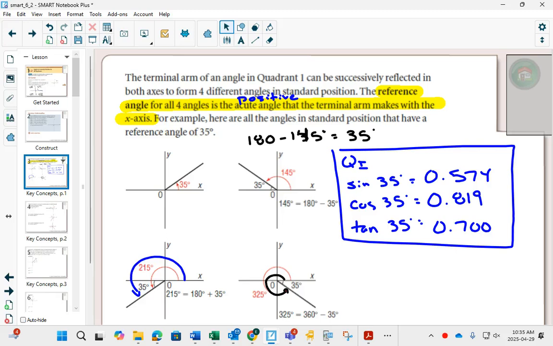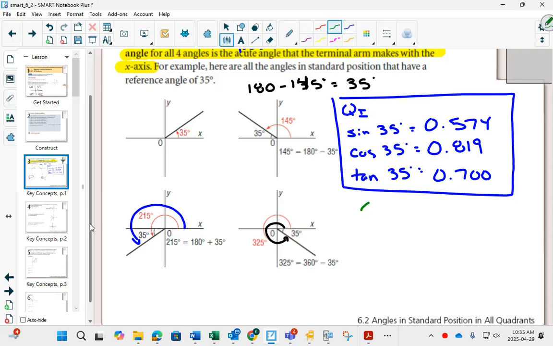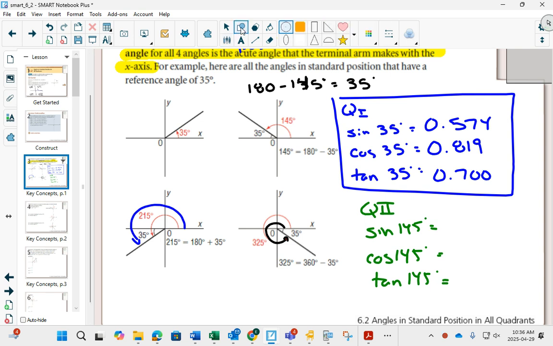But now, we'll switch to green. I'm going to go to quadrant 2. I'm going to do sine first: sine of 145 degrees, cos of 145 degrees, and tan of 145 degrees, because we are going to try to figure out why reference angles are so important.